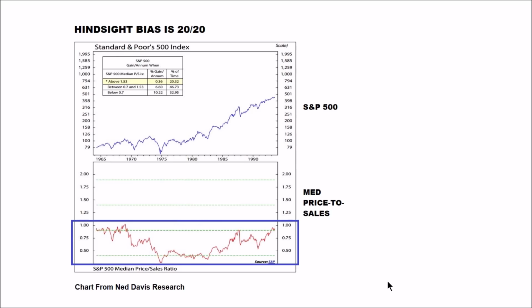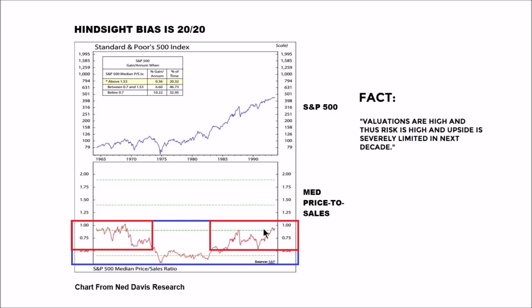We have to make sure when we look at valuation data that we're not getting stung with hindsight bias. At this point here, looking backwards inside of this box here, it would be very, very easy to say, and to say factually, valuations are high and thus risk is high and the upside in the stock market is severely limited going forward. How could you have said that here? If you look backwards, valuations going back to the mid-1960s, they're high here, as high as they were here and a lot higher than they were here.